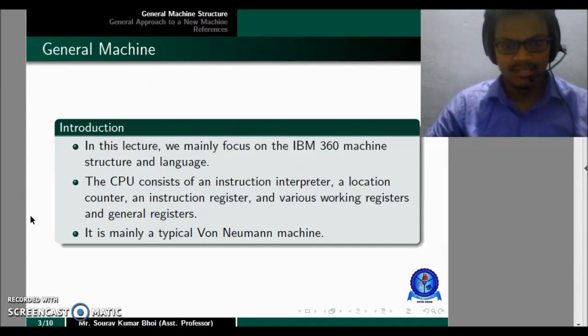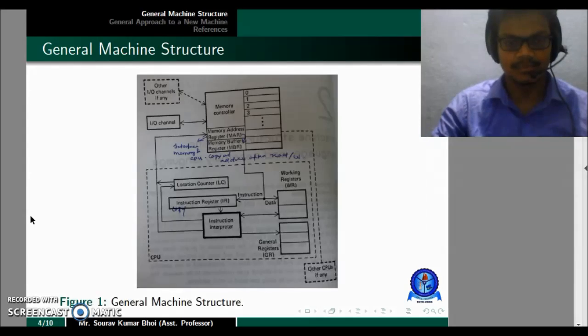The CPU mainly consists of an instruction interpreter, a location counter, an instruction register, working registers and general purpose registers. The whole architecture is called a von Neumann machine. Now we will study the functions of these parts or elements of the CPU. Here you can see the general machine structure, and an instruction interpreter.